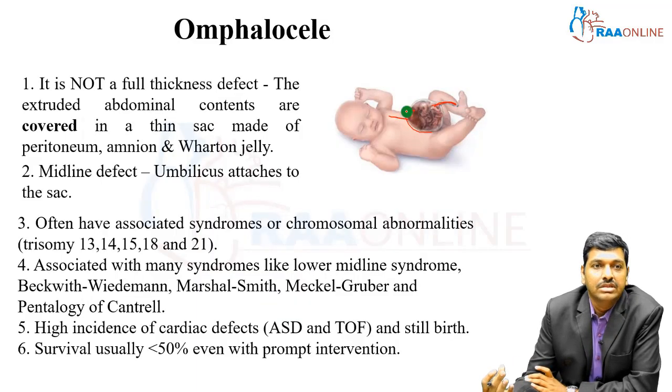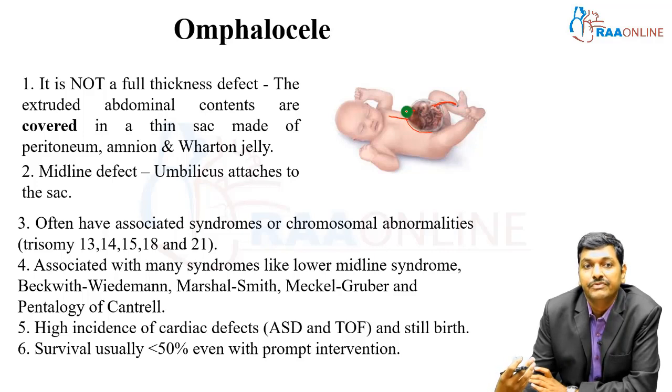Now, this condition is often associated with named syndromes and chromosomal abnormalities like trisomy 13, 14, 15, 18 and 21. It's associated with syndromes like Beckwith-Wiedemann. This is important because this syndrome is associated with a large tongue and retrognathia, so you will face a difficult airway. Then Marshall-Smith, Meckel-Gruber and pentalogy of Cantrell are seen associated with omphalocele.